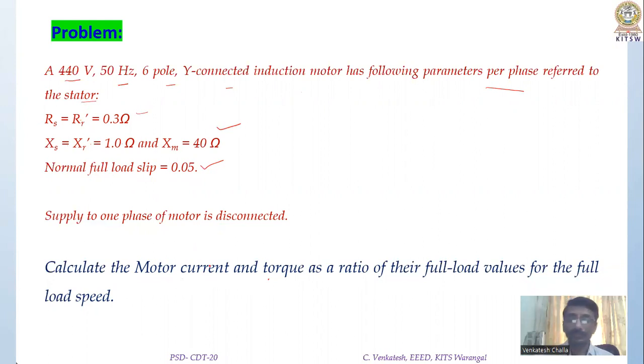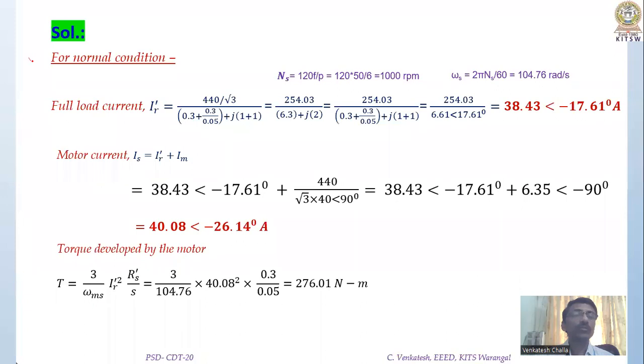So calculate the motor current and torque as a ratio of full load values for the full load speed. For normal operating conditions, first you find the synchronous speed, which comes to 1000 rpm, and in radians per second omega s is 104.76 radians per second. So full load current IR'. We can use the formula V divided by the impedance, RS plus RR' by S plus j into XS plus XR'. Substituting the values and solving, you will get IR' as 38.43 at an angle minus 17.61 degrees amperes.